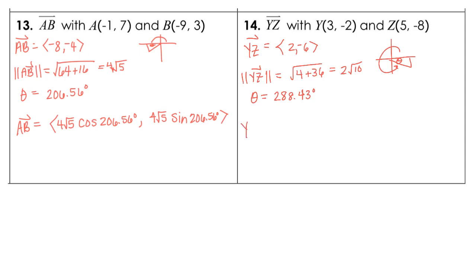And so now you're ready to write your vector yz. Is going to be 2 root 10 cosine 288.43 degrees, comma, 2 root 10 sine of 288.43 degrees.